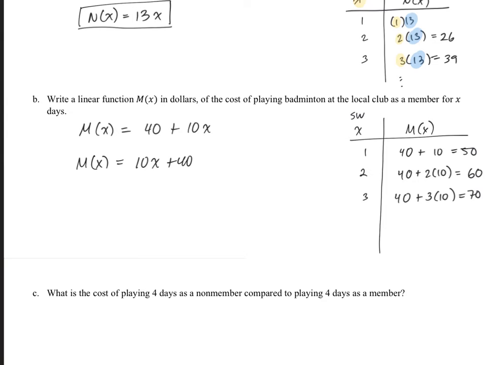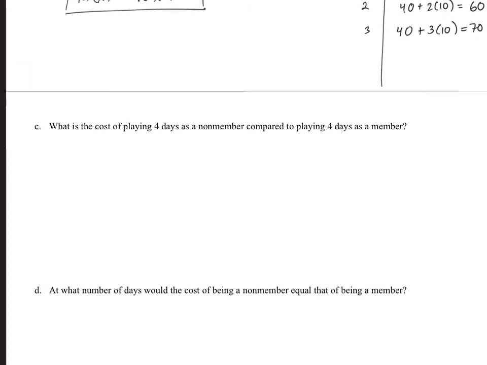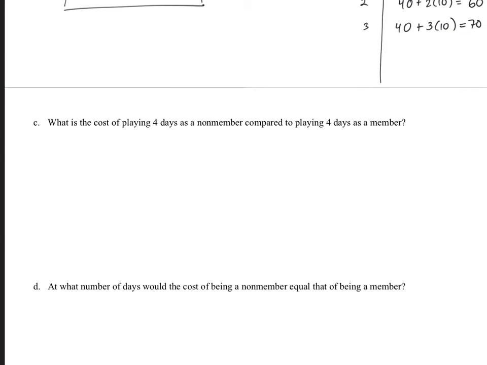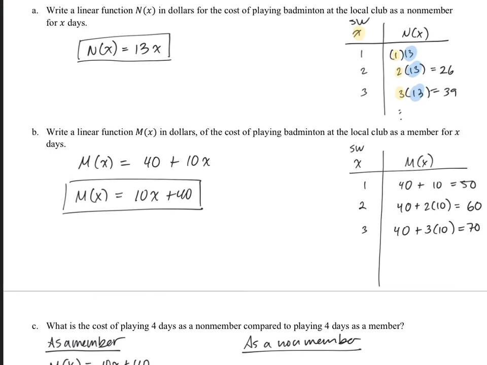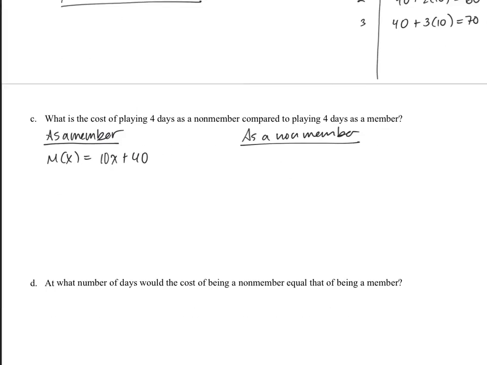So we have the 2 different options. We have if you're a member or if you're a non-member. Now let's compare them. What does it cost of playing 4 days as a non-member compared to 4 days as a member? Well, as a member, it's always good to clearly state what you're solving for. So as a member, m of x equals, our formula was 10x plus 40. And as a non-member, our formula was n of x equals 13x.